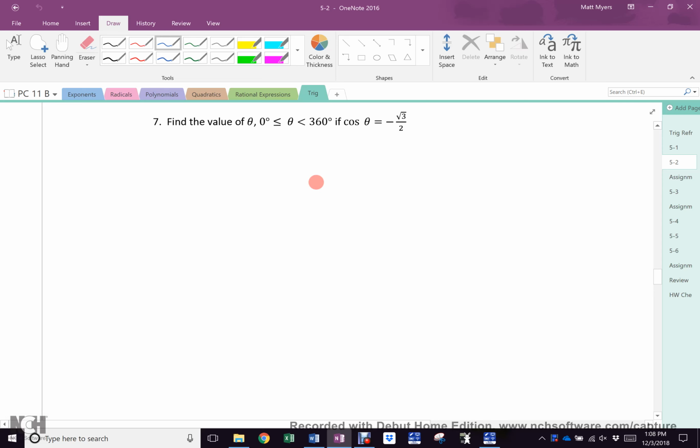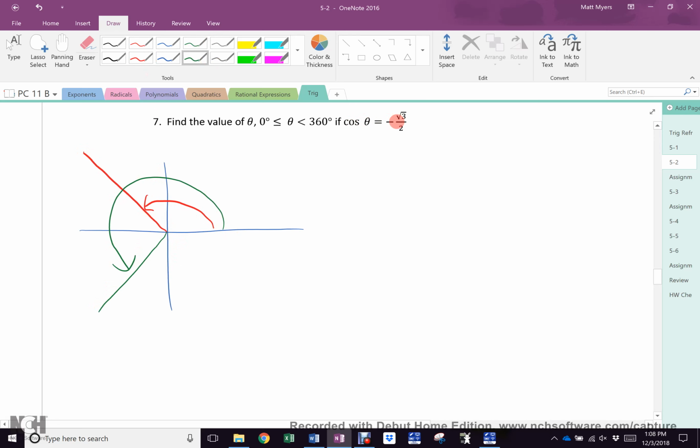Go over number 7 because you need to see it. Then I'm going to come around and see how people did on their work. Where does this theta have to live? Rena. It has to be in either quadrant 2 or quadrant 3 because cos is negative. Can't be here, can't be here.